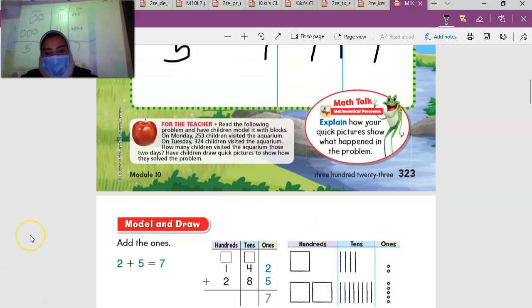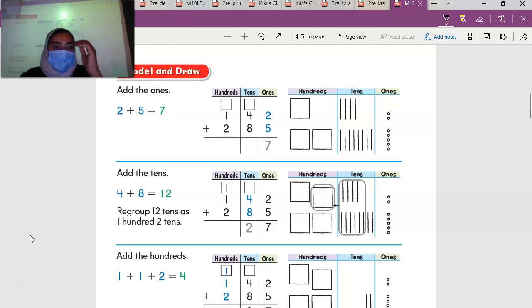Okay, moving on. It says add the ones. So it's showing us how to do it the elevator escalator way. The first thing you need to do is add the ones. 2 plus 5 is 7. And then you need to add the tens. 4 plus 8 is what? 12. So the 1 goes in the hundreds place and the 2 stays in the tens place. Now 2 plus 2 is 4. So your answer is 427.